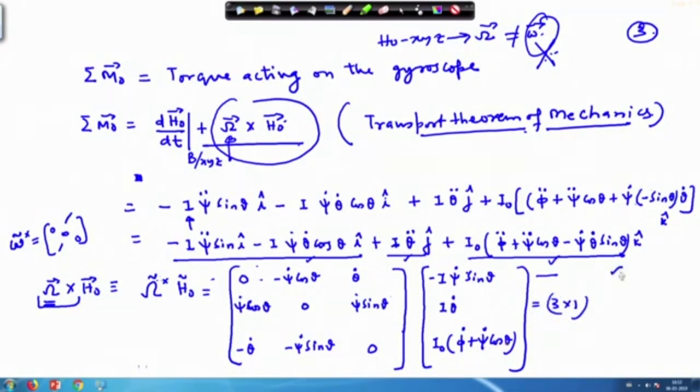So, the first component here will be the x component, y component and z component. So, this x, y, z and the x, y, z present here can be added, and you will get this capital M 0. I will write in that format only.